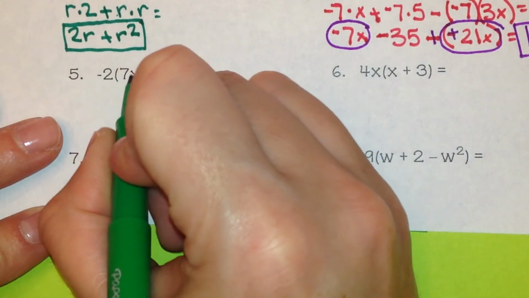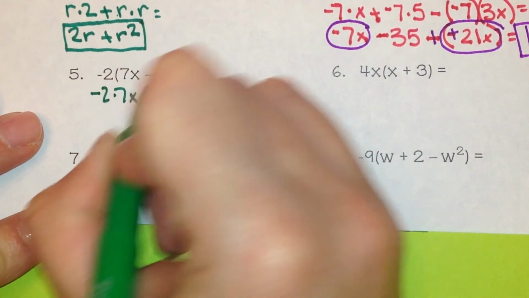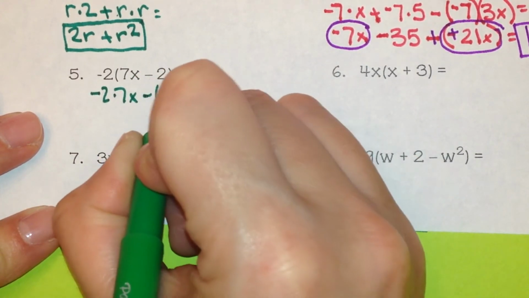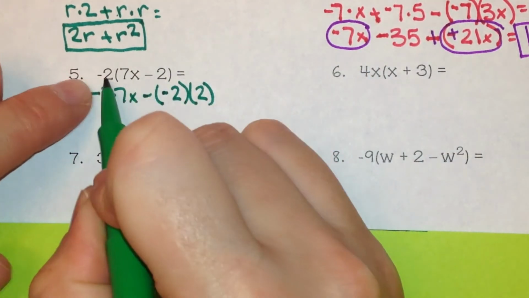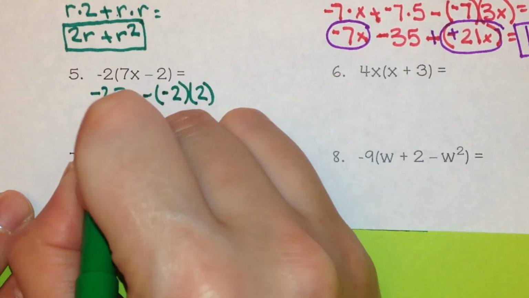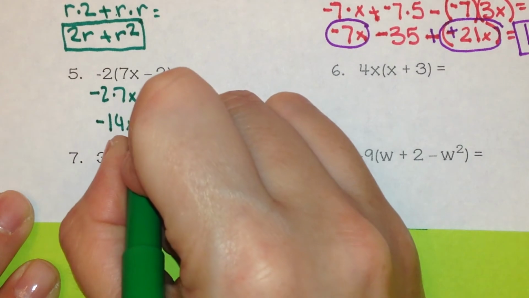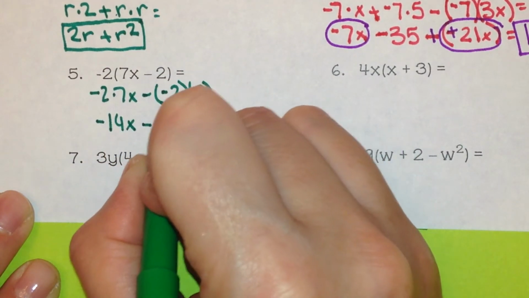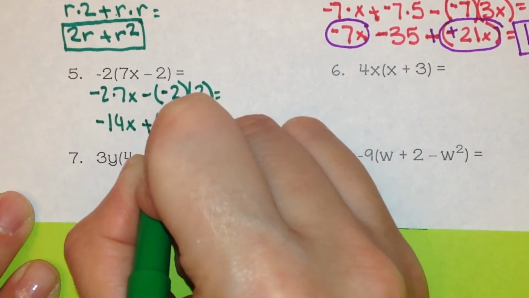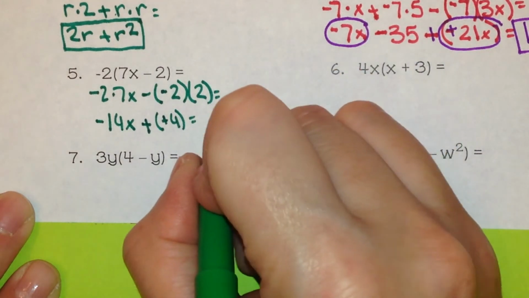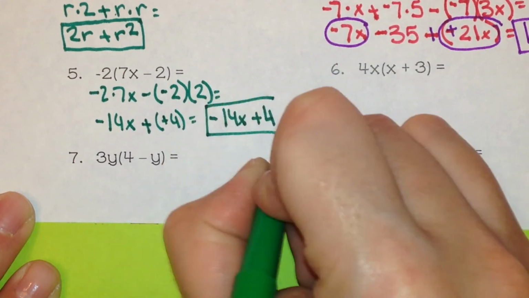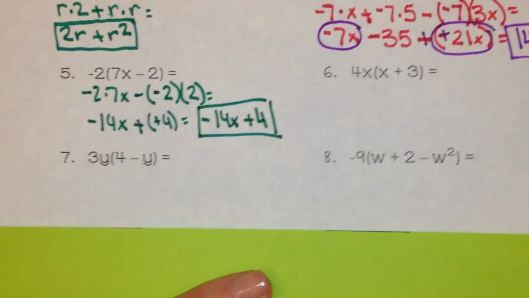Okay, so we have negative 2 times 7x minus negative 2 times 2. Most common mistake is to forget that we have both a minus and a negative. You can't leave one off. So negative 2 times 7x, negative 14x, minus negative 2 times 2 is negative 4. And I'm just going to change the subtraction to addition, change the sign of the second number, and we have negative 14x plus 4. Remember, you do want to reduce it as much as possible.